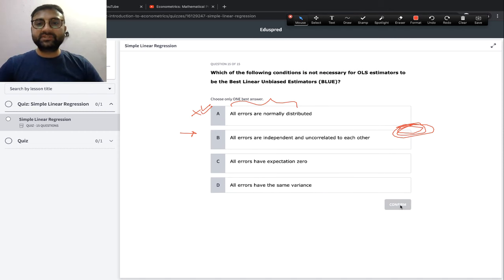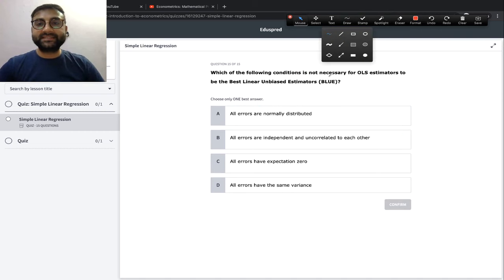This is the last question that we have. They are asking us which of the following conditions is not necessary, once again, not necessary for OLS estimators to be BLUE. Well, the right answer is part number A, that is, all the errors are normally distributed. This is the assumption that you do not need for OLS estimators to be BLUE.